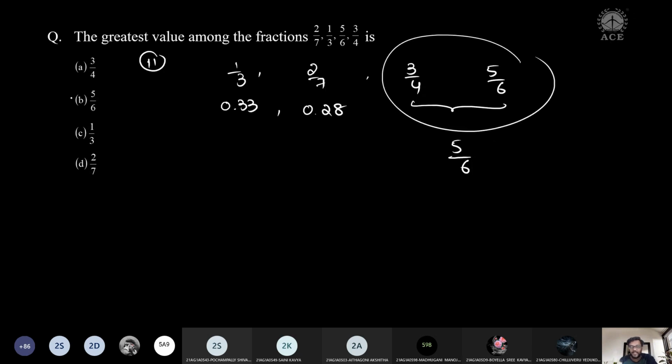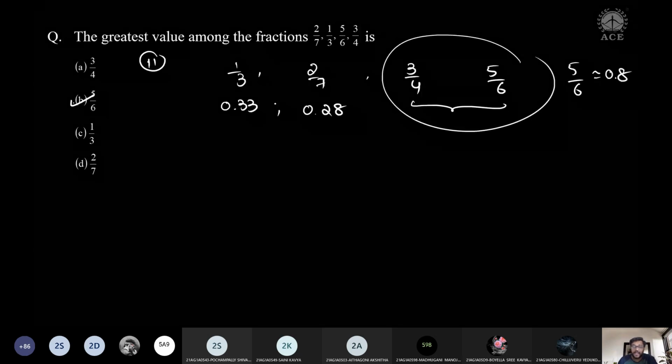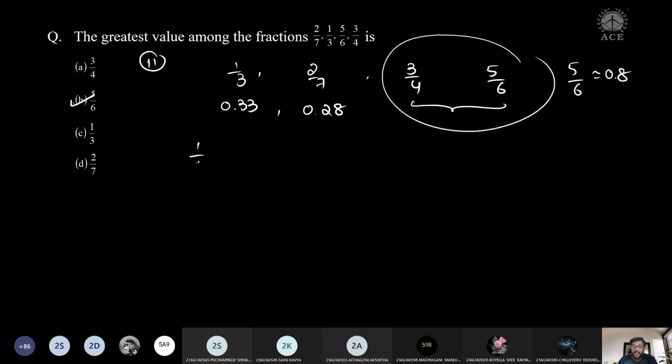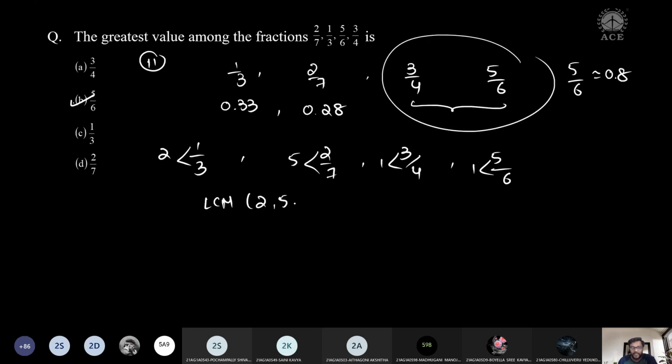One method is that, among these two, 5 by 6 is decided. You can convert, and you can also say 5 by 6 is 0.8 something, right? So this is largest, we can decide. Or else, maintain common differences. Here the difference is 2, here 2 by 7 the difference is 5, here 1, here 1. We have to maintain a common difference. We should take the LCM of the differences 2, 5, 1 and 1.